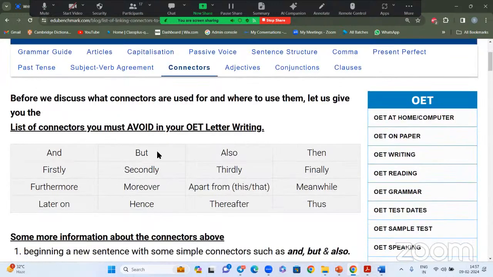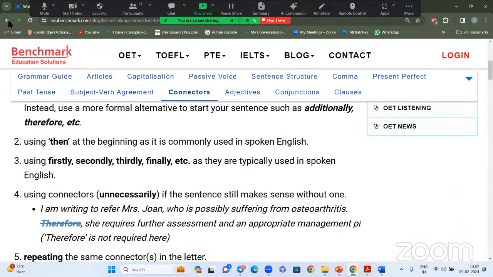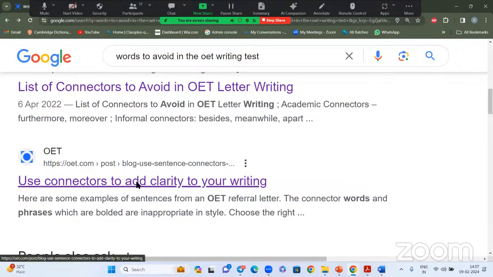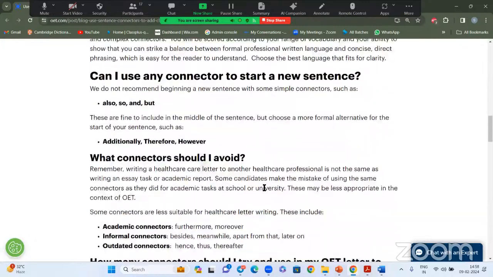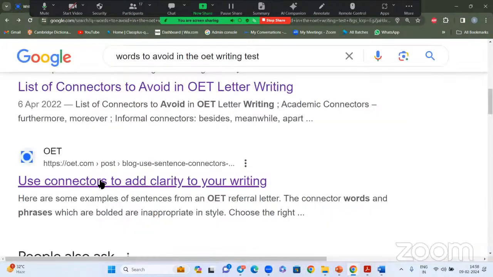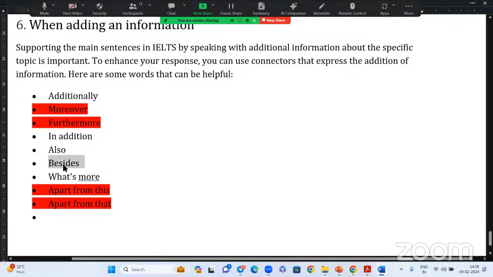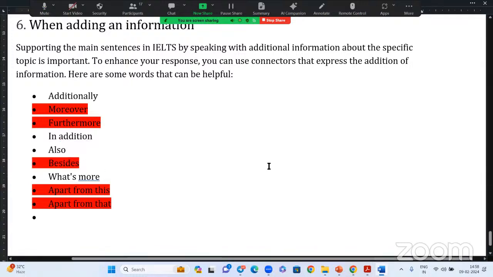These same things will be there, but to be sure, you can take this OET official. It's always better. So what are the connectors to avoid? Besides, meanwhile, apart from that, later on. Besides should also be avoided. You cannot use besides also. So additionally is the only word you can use. That's it, not a difficult word to use. So leave it. And then next one.